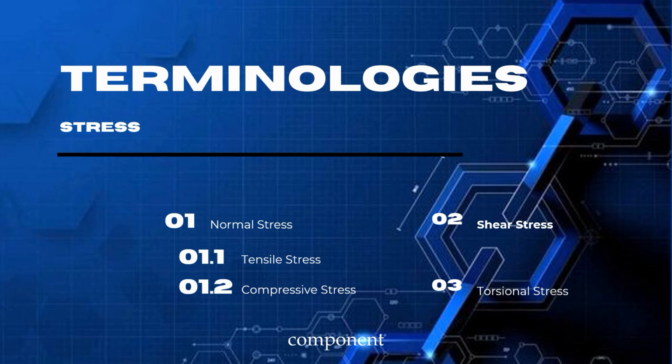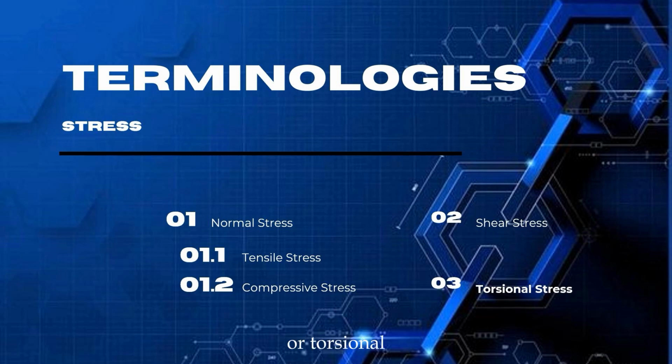Shear stress is a stress component tangential to the plane on which the forces act. Torsional stress is a type of shear stress that occurs when an object is subjected to a twisting or torsional force. It is defined as the shear stress that acts on a transverse cross-section of an object due to the action of a twist.